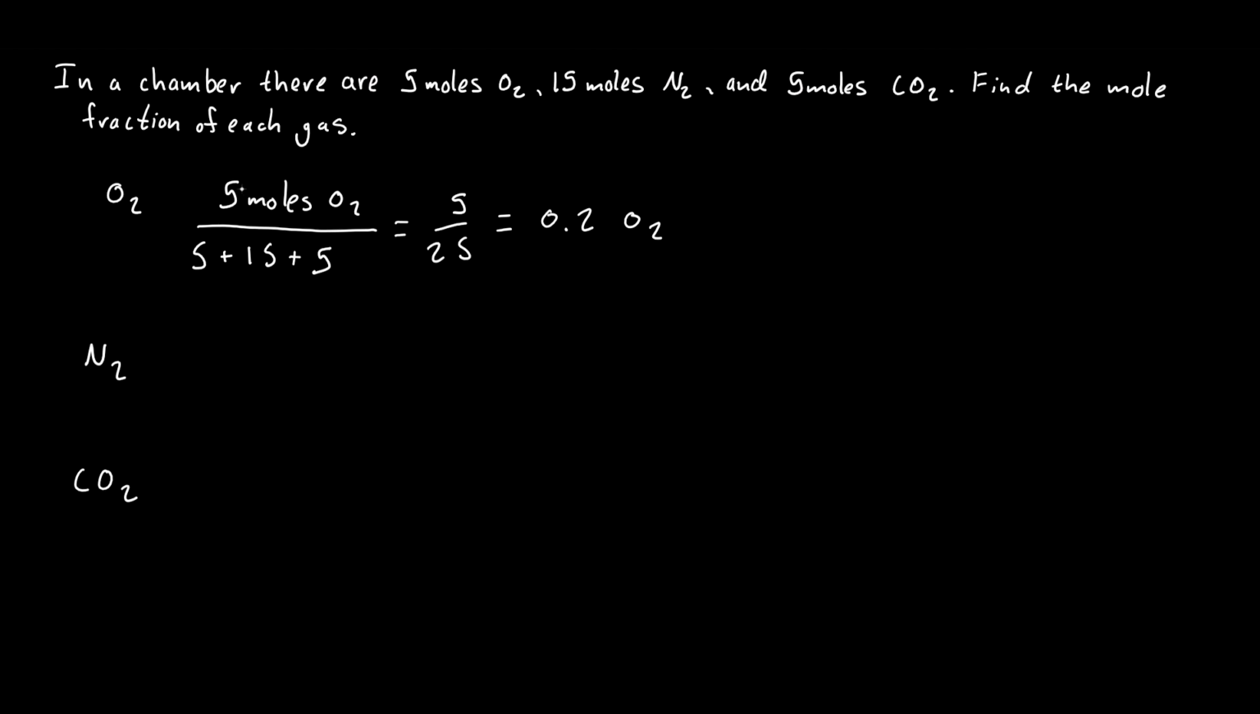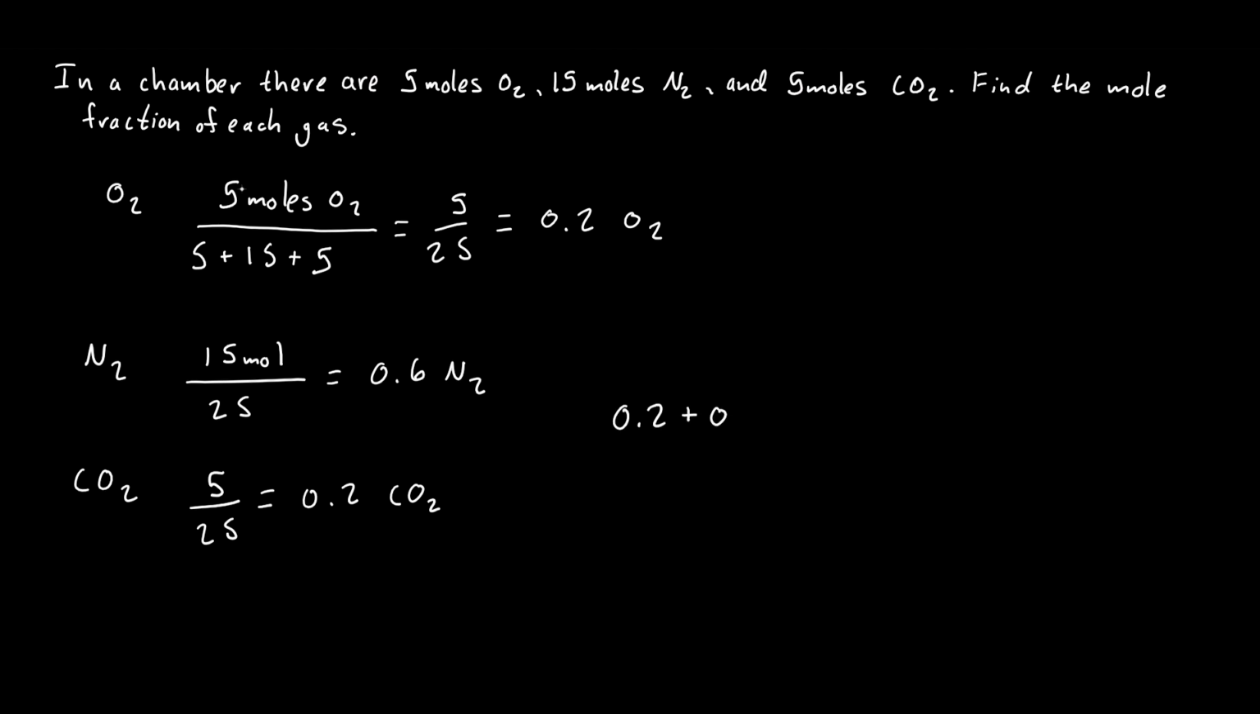Now for N2, we have 15 moles, again over 25 total, which would equal 0.6 as our mole fraction for N2. And then for CO2, similar to O2, we have 5 over 25, which equals 0.2 as our mole fraction for CO2. And a good way to check that your mole fractions are correct is that all of our mole fractions should always add to 1, because our total moles is represented as 1. So here 0.2 plus 0.2 plus 0.6 does equal 1, so our answer is likely correct.